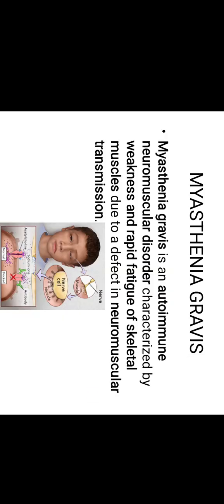And what is myasthenia gravis? It's an autoimmune neuromuscular disorder characterized by weakness and rapid fatigue of skeletal muscles due to defects in neuromuscular transmission. And what is urinary retention? Urinary retention is the inability to completely empty the urinary bladder, leading to accumulation of urine.